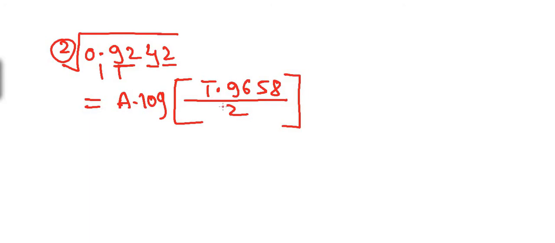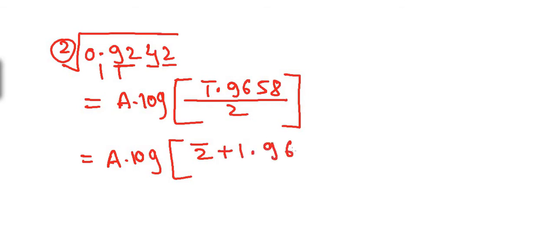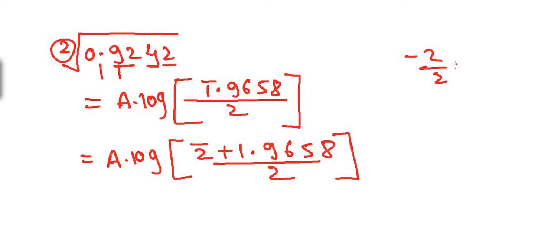Now since we treat characteristic differently than the mantissa, here you cannot divide bar 1 by 2. In such cases, when we cannot divide the characteristic directly by the denominator, we have to adjust the characteristic according to the denominator. Now we cannot divide bar 1 but we can divide bar 2 by 2. So write bar 1 as bar 2 plus 1.9658, total divided by 2. Now divide. So bar 2, treat it like minus 2 divided by 2. Minus 2 divided by 2 is minus 1. So in case of characteristic it is bar 1.